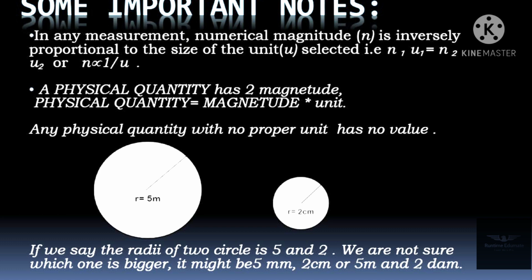One of radius 5 and one of radius only 2. Now I have asked you the question, which one is bigger or which one is smaller. So it is very difficult to determine which one is bigger, which one is smaller. In terms of unit, the 5 may be 5 millimeter, or the 2 may be 2 meter, or it can be 2 centimeter, 5 meter, and so on. So we are confused which one is smaller or which one is bigger. So any physical quantity with no proper unit has also no value.